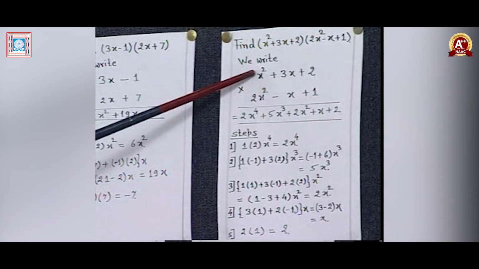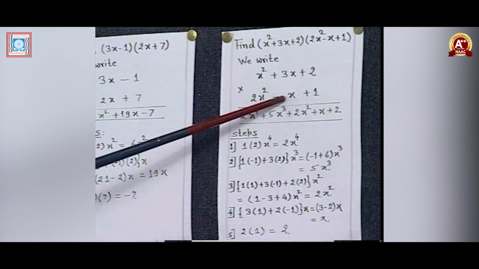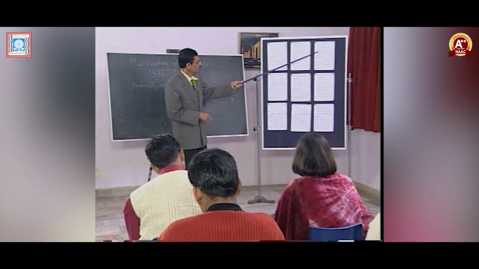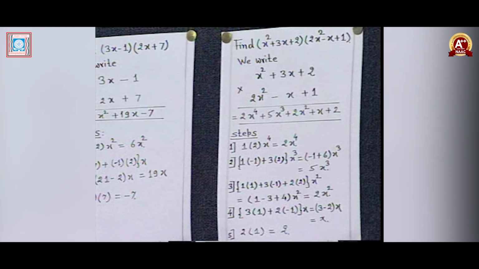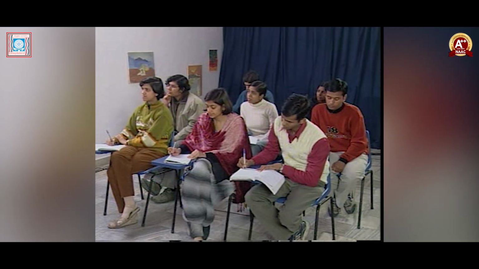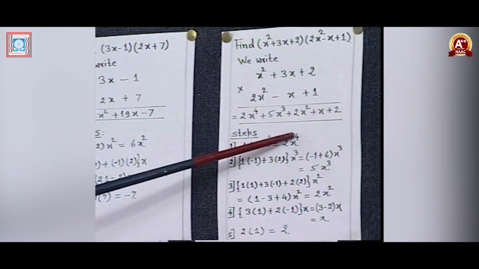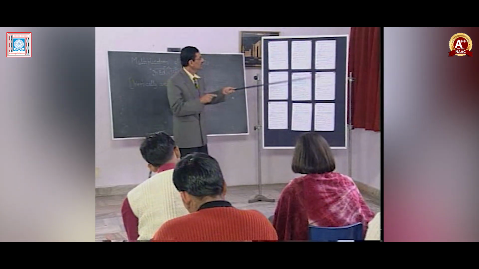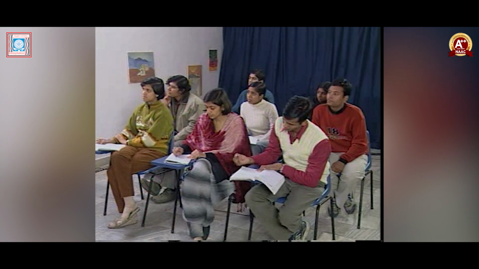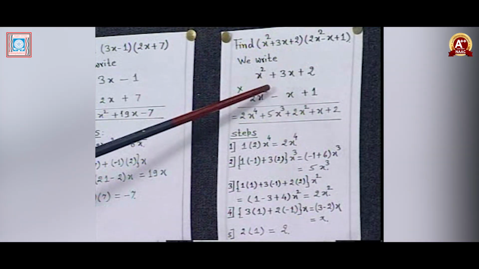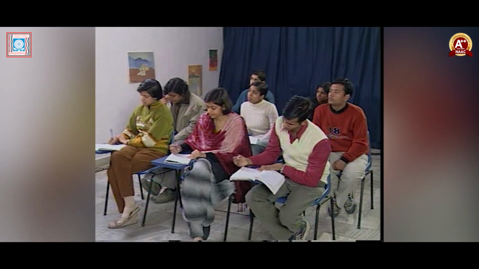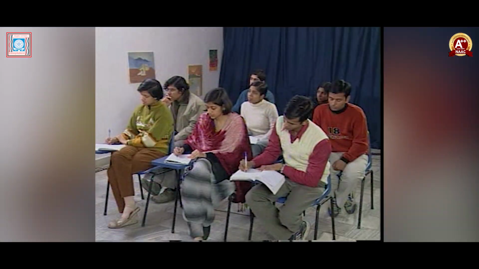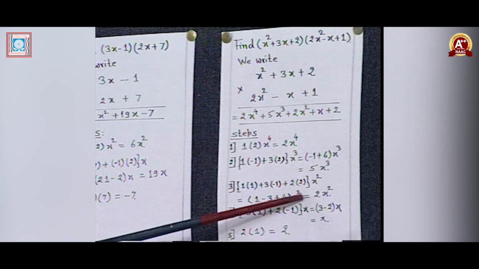Now first cross 1 into minus 1 plus 3 into 2. That gives minus 1 plus 6 equal to 5 x cube, because we are collecting x square into x cube. Third cross 1 into 1 plus 3 into minus 1 plus 2 into 2. Total 1 minus 3 plus 4 x square, that is 2x square.